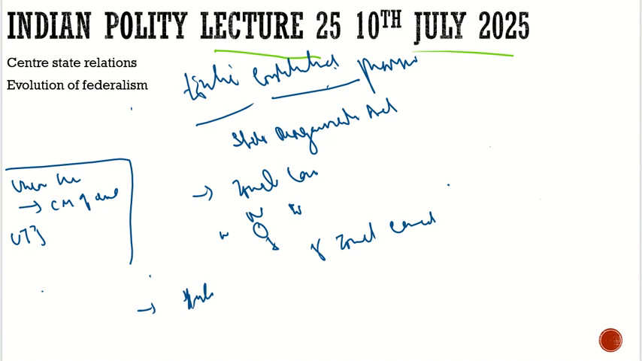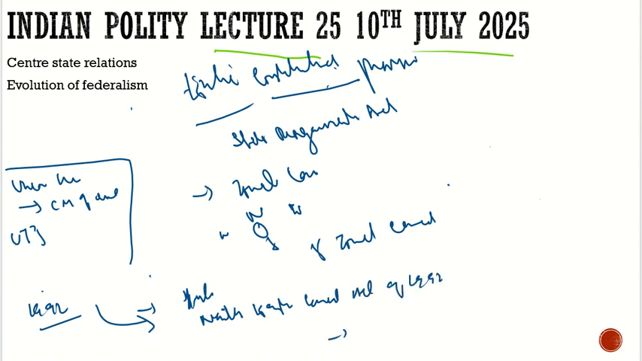And finally in 1992, another zonal council was created, the Northeastern Council, by the Northeastern Council Act of 1992. Here 7 northeastern states were part of it earlier, and in 2002 Sikkim was also added. But what is the difference here?